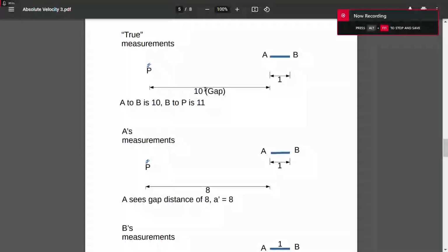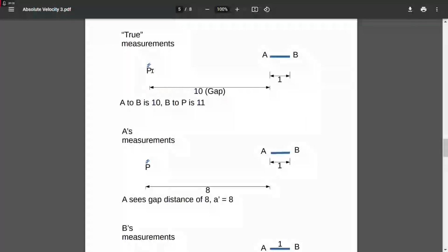Okay, so the reason I have true measurements here is for us to have a way of verifying if my answers are correct, if my equation is correct. Again, if my equation is used in a real life scenario, then obviously we would just measure distances and use those distances to calculate our absolute velocity. In this regard, we're going to use true measurements to show what exactly is happening and to verify our answers.